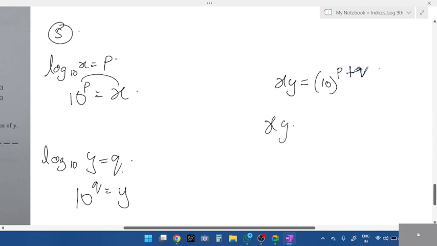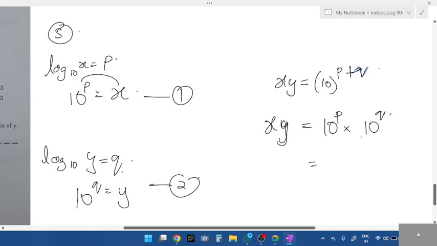X, y. What have we done here? Do you multiply or add? First and second equation. Multiply. So take their value. What is x value? 10 to the power of p multiplied by what is y value? What is exponent law? If the base is same, what is product law? If the base is same, that's it. This is the answer.